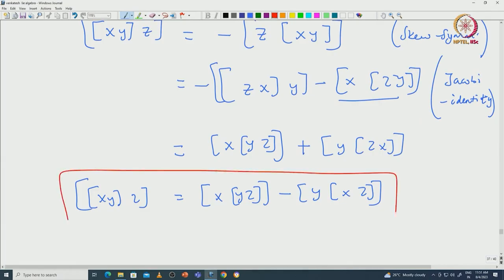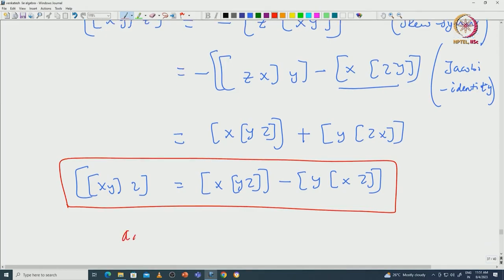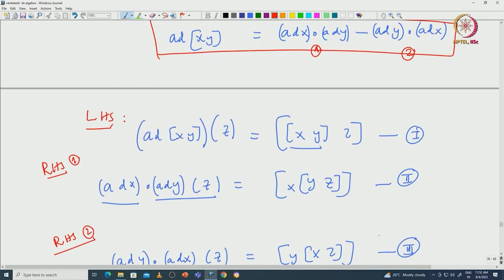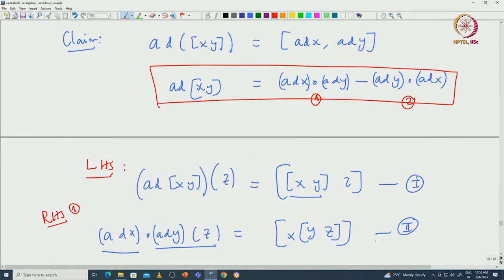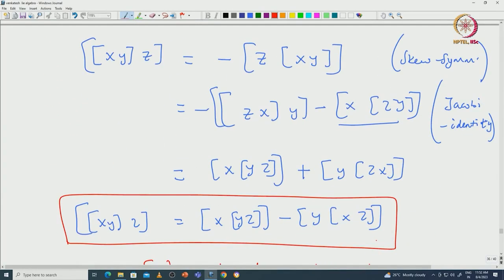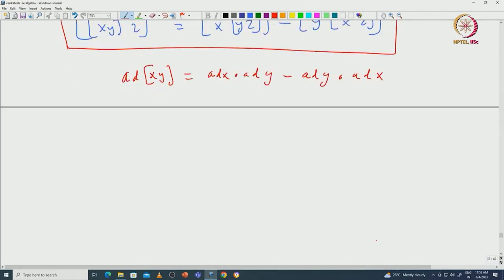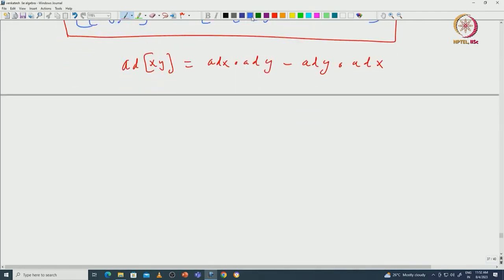So it is basically rewriting the Jacobi identity in a different way, and that proves that ad of bracket x y is nothing but ad x composition ad y minus ad y composition ad x. So this says this adjoint map is actually a Lie algebra homomorphism from g to gl(g). It is a very, very important fact. It will be repeatedly used. I would say that you better check yourself at least once.